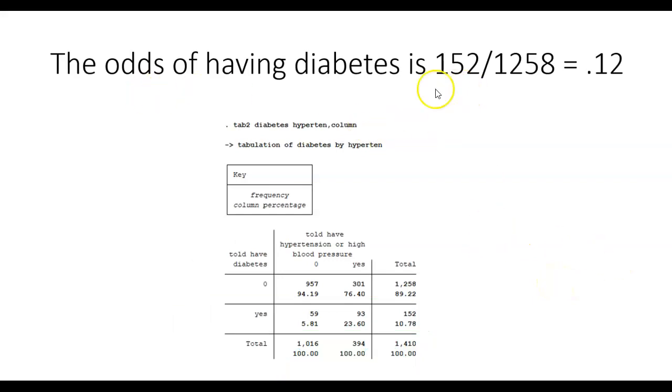So let's talk about the odds of having diabetes just by looking at this column. We can do this by taking the people that have it divided by the people that don't. That just gives us the odds that you're going to have it. In this case, we have 12%, so 0.2.